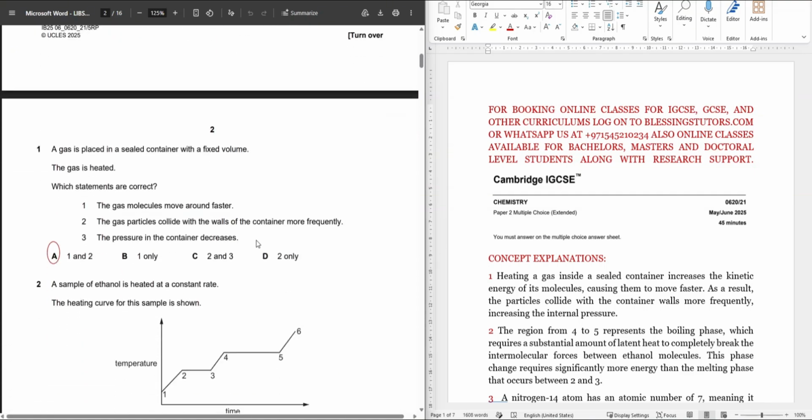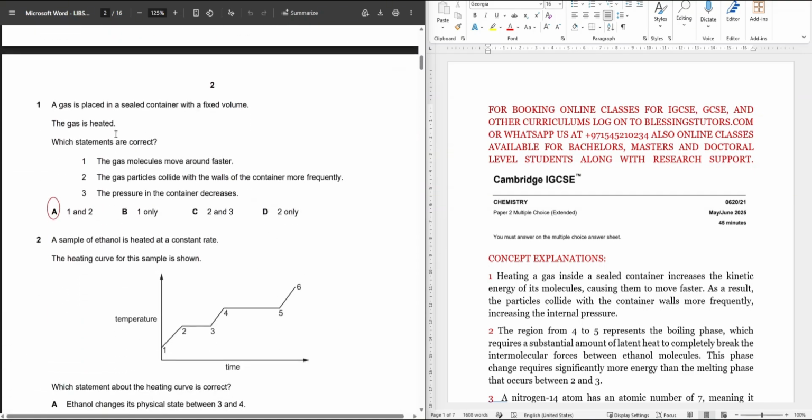The first question is: a gas is placed in a sealed container with a fixed volume. The gas is heated. Which statements are correct? The options given are: number 1, the gas molecules move around faster. Number 2, the gas particles collide with the walls of the container more frequently. And number 3, the pressure in the container decreases. Here our answer choice is A, which contains statements 1 and 2.